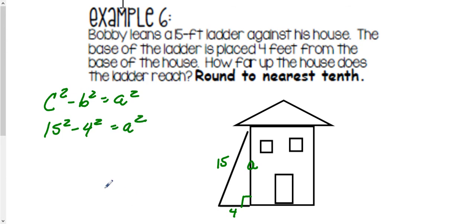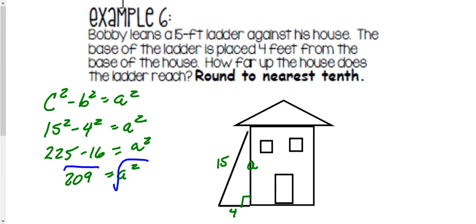So what is 15 squared? It's 225 minus 16 equals a squared. It's 209. And again, I just want a, so I'm going to take the square root. The square root of 209 is 14.5 feet high.